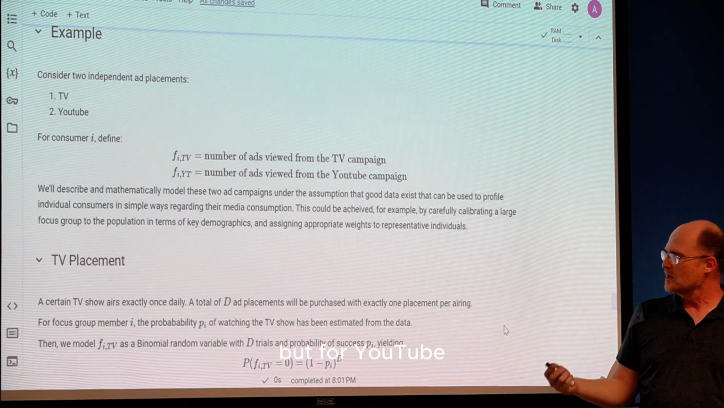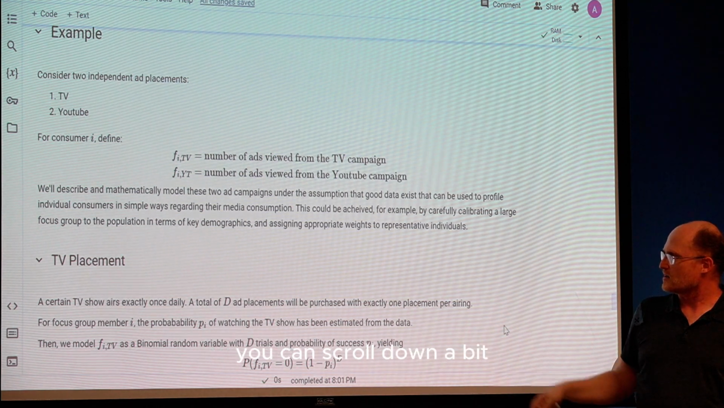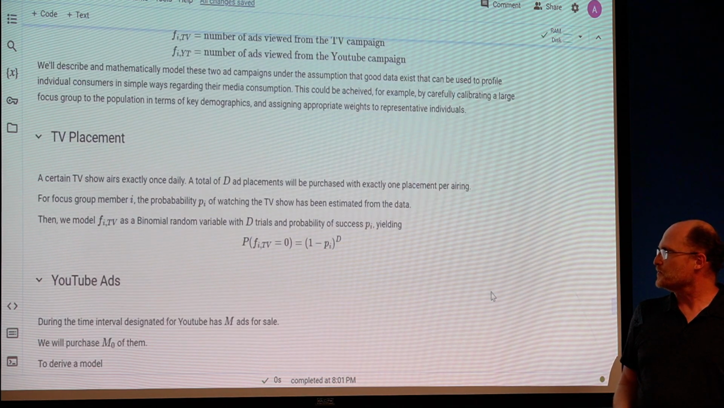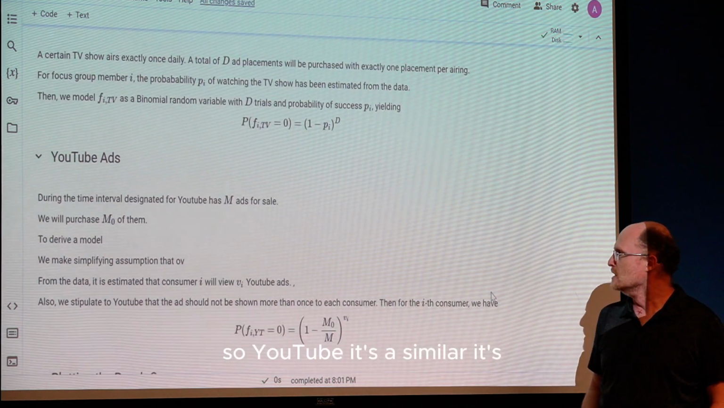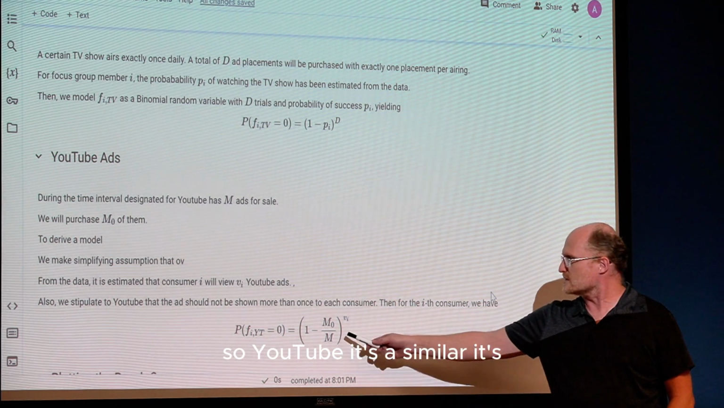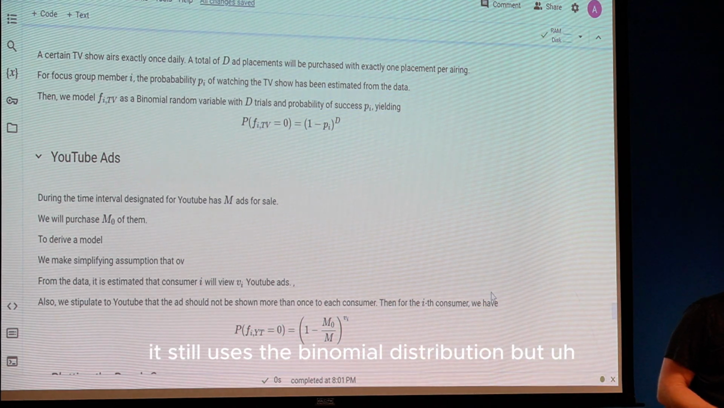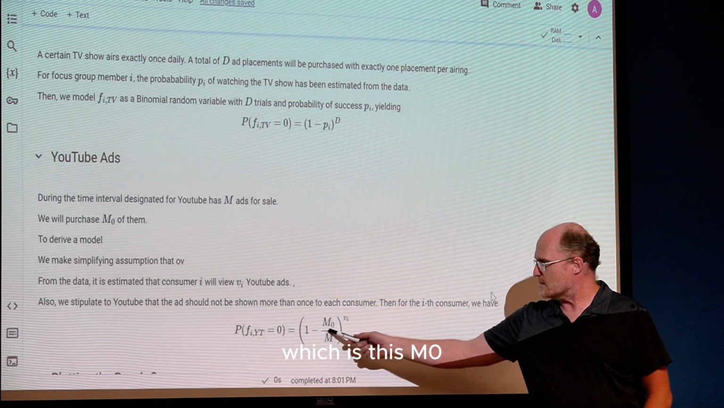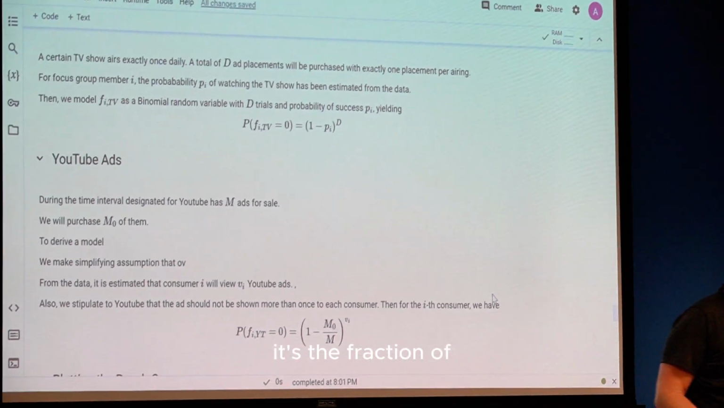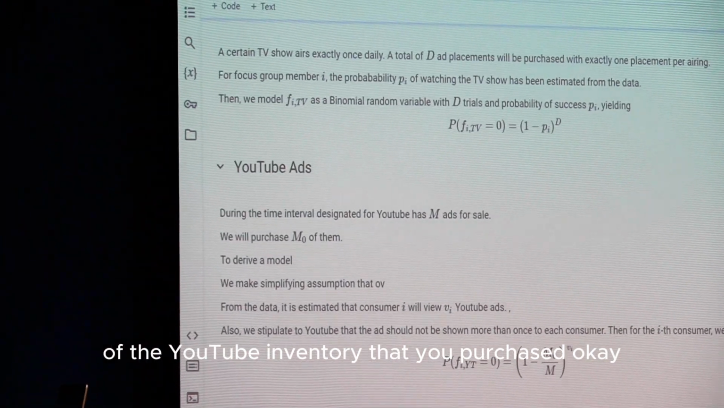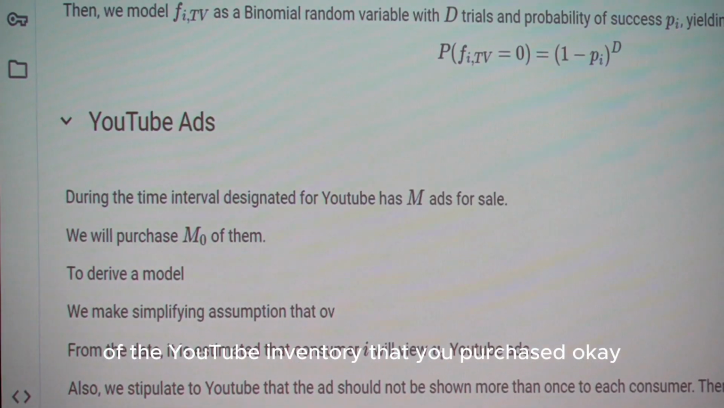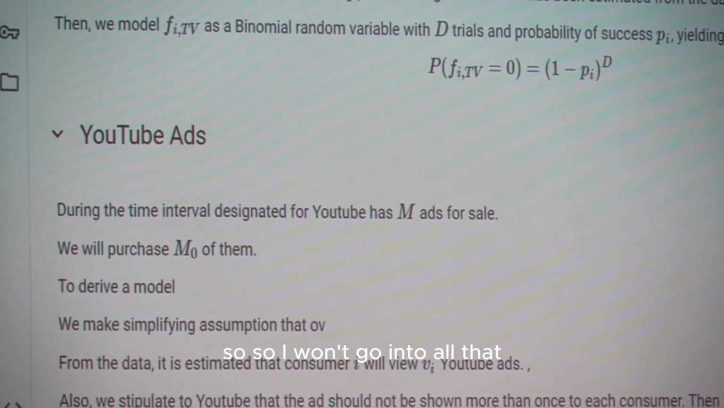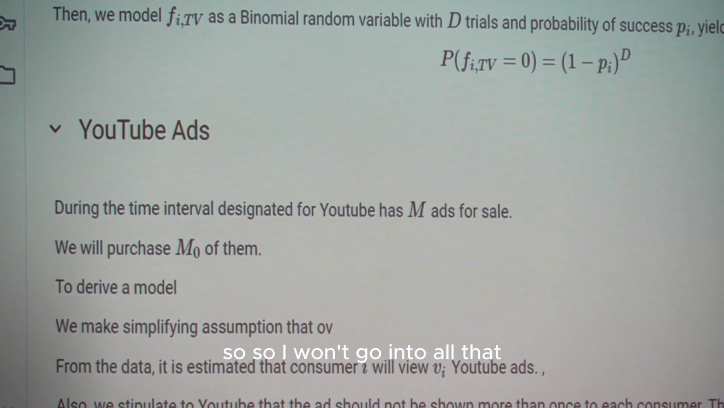But for YouTube, you take a different approach. If you could scroll down a bit. So YouTube is similar. It still uses the binomial distribution, but there's a different variable of interest, which is this M0, the fraction of the YouTube inventory that you purchase. Okay, so I won't go into all that.